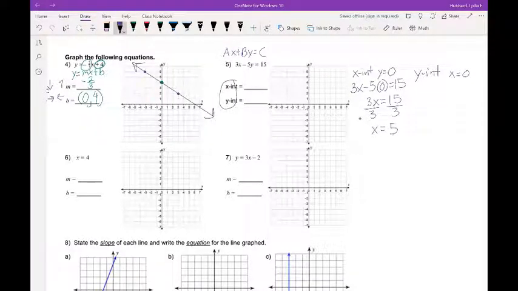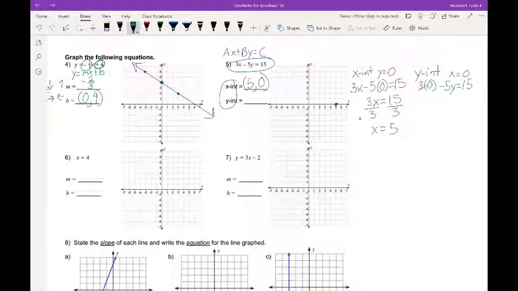Okay, so we got that our x value was 5 and that our y value was 0, because that's what we plugged in. And so that will be our x-intercept. And we plot 5, 0, which is right here. Again, we want to write that as a coordinate point. So now we need to find our y-intercept. And again, we get this by plugging in x equals 0. So we'll do 3 times 0, again, into this equation, minus 5y equals 15.